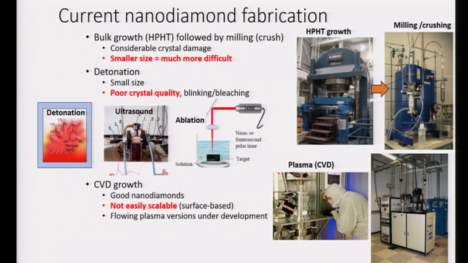Most of them are made now by bulk growth. You basically grow a big diamond of high quality. All right, so the quality is there. You squash it, you crush it all down. Well, by the time you get it crushed down, the quality is not so good anymore. And if you want to make it small, it gets exponentially hard as you get smaller. And so that's not so good for making it small or high quality. For CVD growth, a few experiments show you can grow good nanodiamonds with CVD, but it's a surface-based technique, so it's not really scalable.